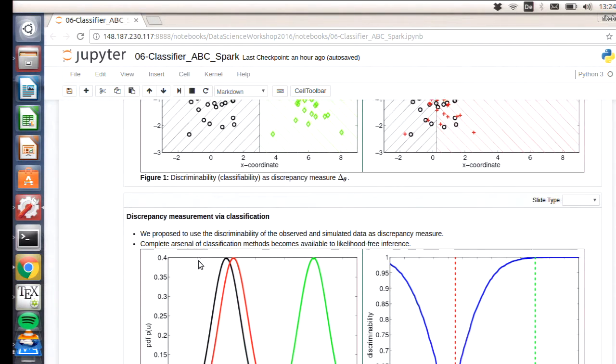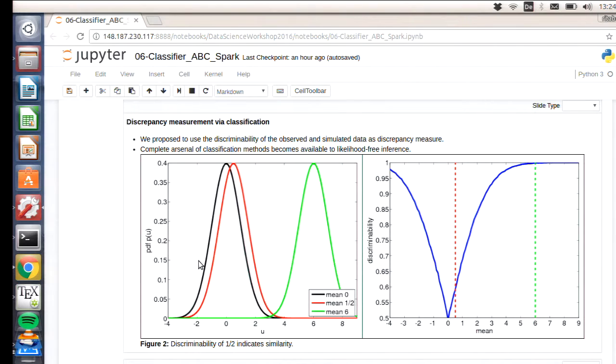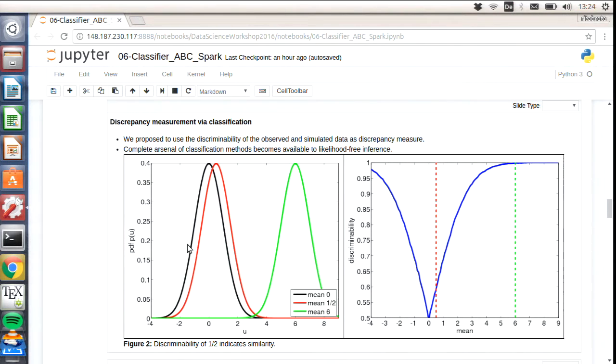So, going a bit more into the example, we can see here that mean 0 is the true PDF function, and then mean half is the PDF function here, and then there is the PDF function in green with mean 6.